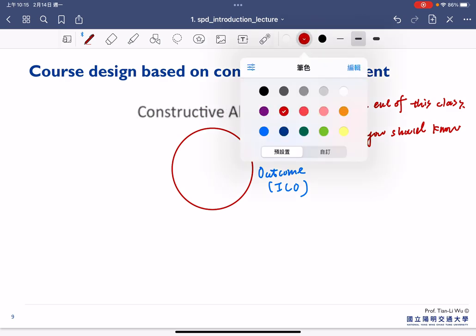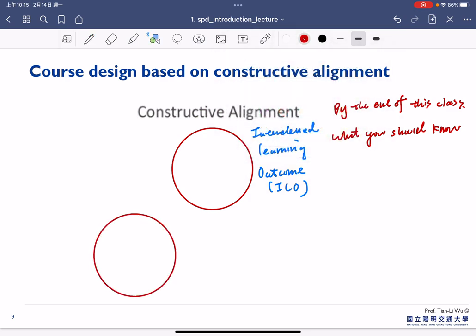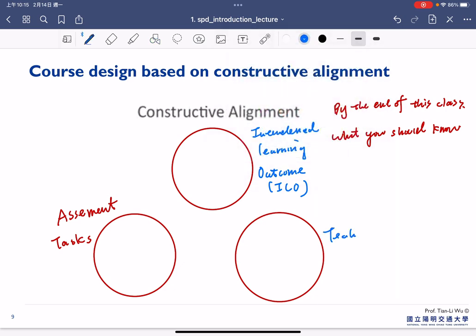And the second one, for sure, we still have certain assessments and tasks. So you will have certain homework, and we will even try to arrange some activities that help you become familiar with the knowledge that you learn from this class. And also we will have teaching activities. So this class is mainly designed by considering these three pillars, and then we will explain what exactly these three pillars are inside this class.